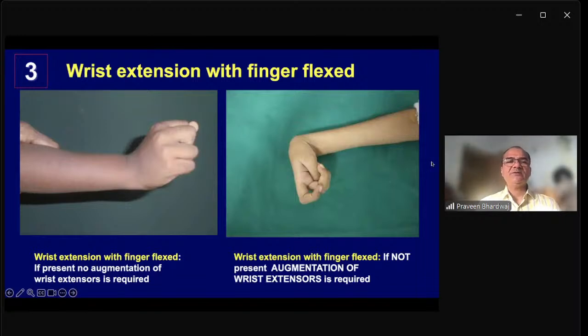The third thing is to check whether wrist extension is possible with fingers flexed. If wrist extension is possible with fingers flexed, that indicates that there is a good amount of power in the wrist extensors, and we do not want any tendon transfer to augment the wrist extension. Whereas if with fingers flexed, wrist extension is not possible, then we must have a tendon transfer to extend the wrist. So it gives information about whether you will require a tendon transfer to improve the wrist extension or not.